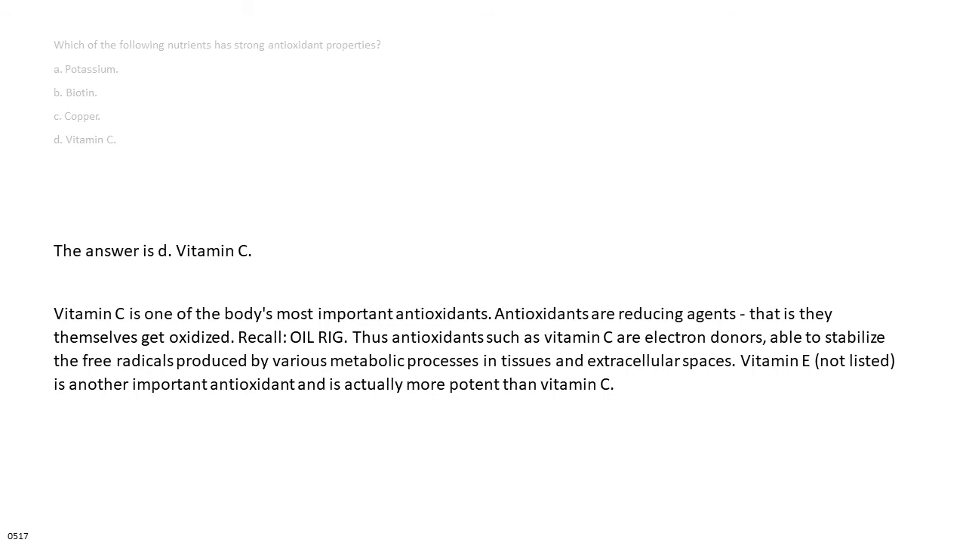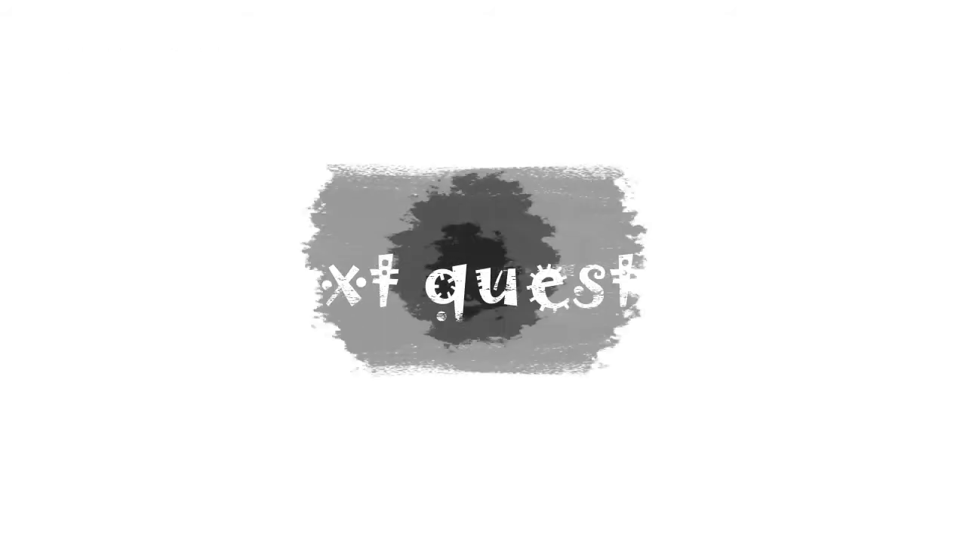The answer is D. Vitamin C. Vitamin C is one of the body's most important antioxidants. Antioxidants are reducing agents, that is, they themselves get oxidized. Recall, OIL RIG. Thus antioxidants such as vitamin C are electron donors, able to stabilize the free radicals produced by various metabolic processes in tissues and extracellular spaces. Vitamin E, not listed, is another important antioxidant and is actually more potent than vitamin C.